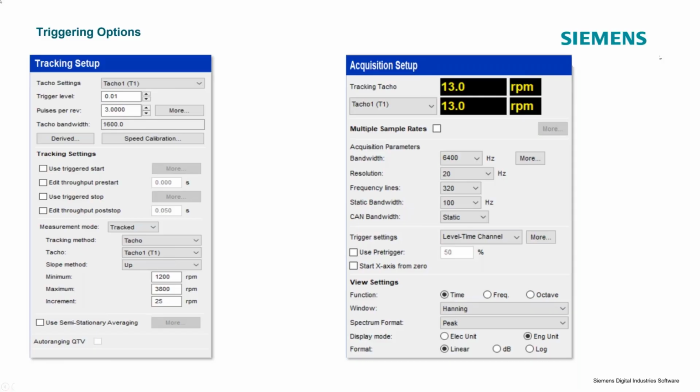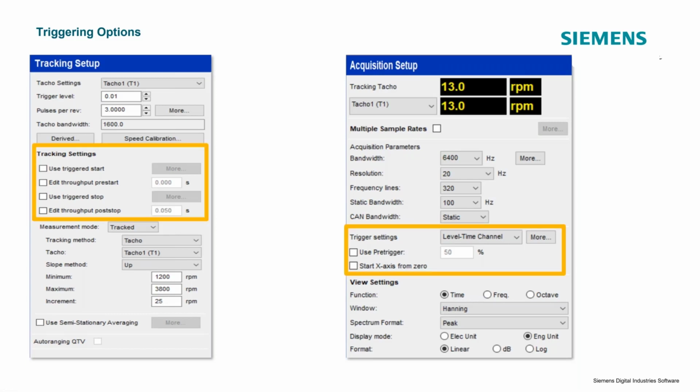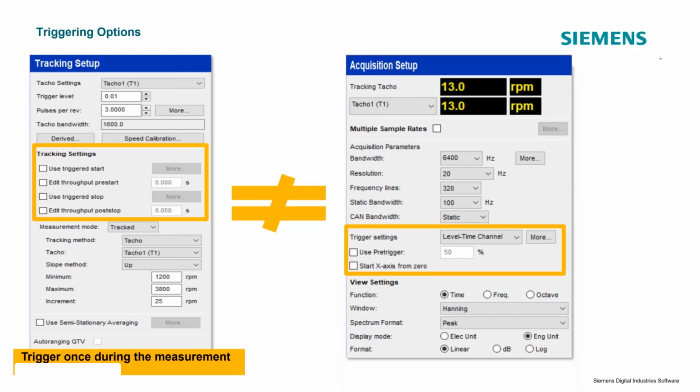When we talk about signature acquisition, there are 2 different places where you can set some triggers, and that's important for tracking. On the tracking setup tab, what we were just on, you can set trigger information here. Also on the acquisition setup page, there's the ability to set triggers. The important thing to know is that they don't do the same thing. They're both called trigger settings, but how they work is a little bit different. This one triggers once during the measurement.